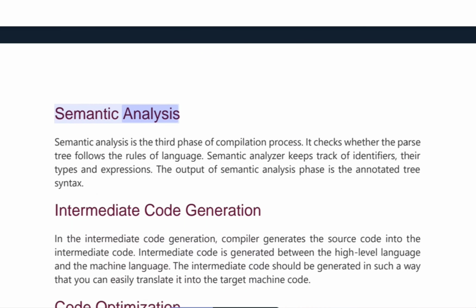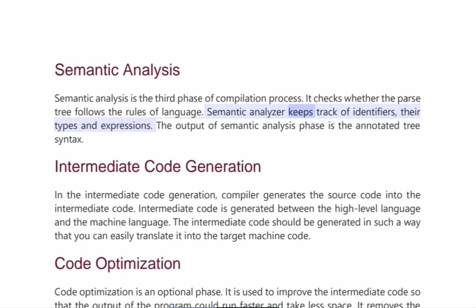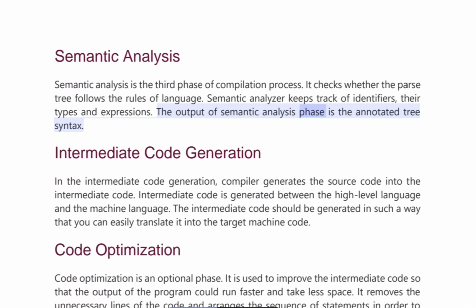Semantic analysis. Semantic analysis is the third phase of compilation process. It checks whether the parse tree follows the rules of language. Semantic analyzer keeps track of identifiers, their types, and expressions. The output of semantic analysis phase is the annotated syntax tree.